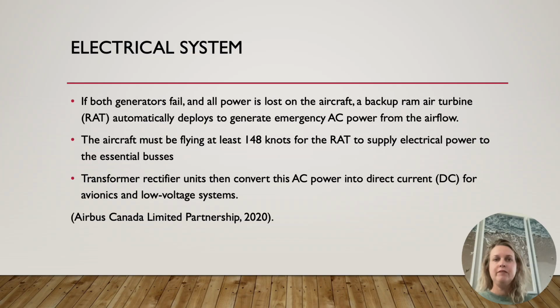If both generators fail and all power is lost to the aircraft, a backup ram air turbine called the RAT automatically deploys to generate AC power from the airflow of the aircraft. The aircraft must be flying at least 148 knots for the RAT to supply electrical power to the essential buses. Transformer rectifier units then convert the AC power into DC power for avionics and low voltage systems.